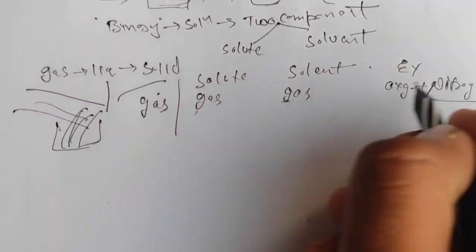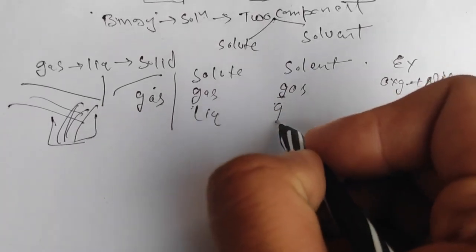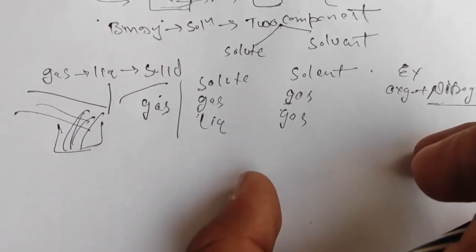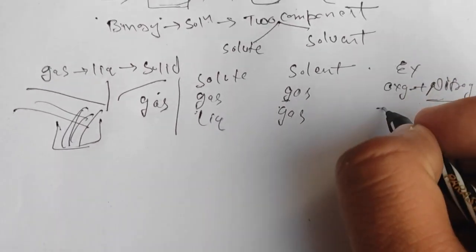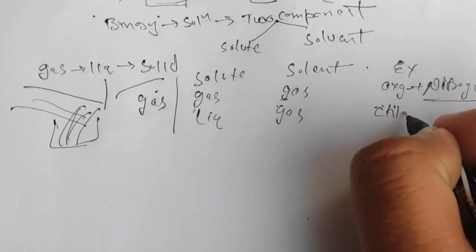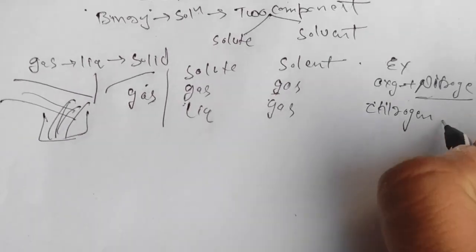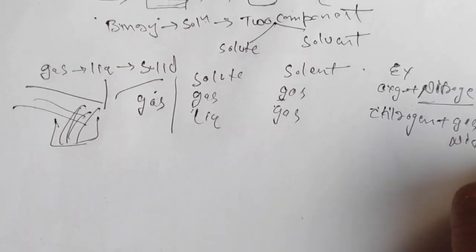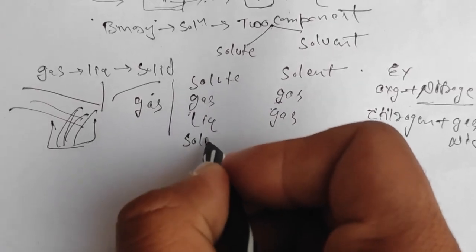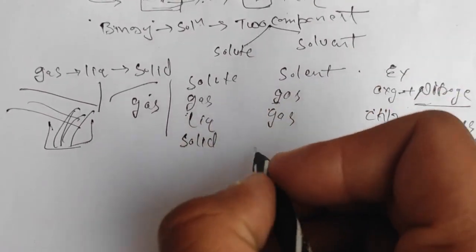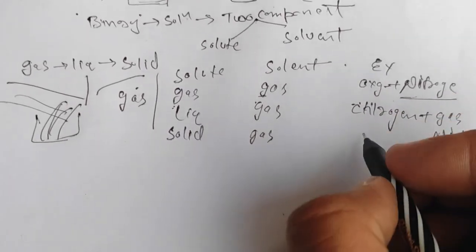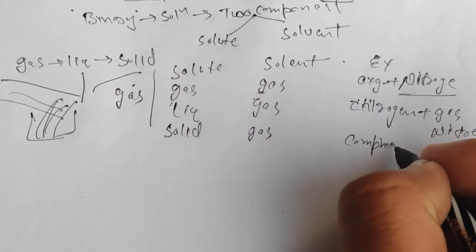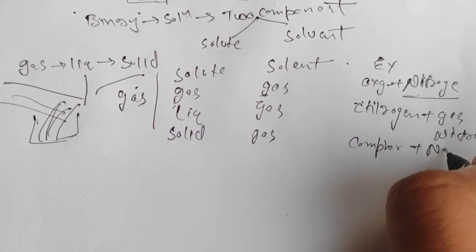Now, liquid is the solute and gas is the solvent, so a small amount of liquid and a large amount of gas. For example, the liquid is chloroform, an example also in NCERT: chloroform plus a gas like nitrogen. Third, solid is our solute and the solvent is gas. In this case the example may be camphor plus, again, nitrogen.